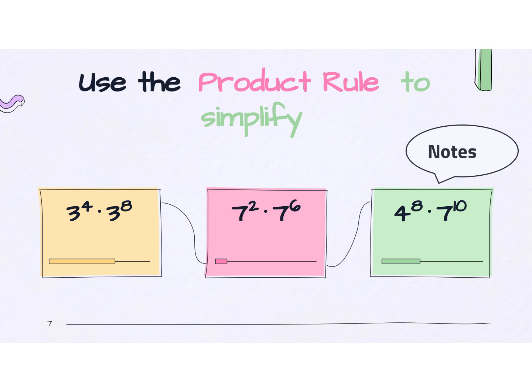So hopefully you're back. We have like bases, so we keep the base and we add the exponents. We have 4 plus 8, that is equal to 12. So our answer would be 3 to the power of 12. We have like bases, so we keep the base and we add our exponents, 7 to the power of 8. We do not have like bases here. We cannot combine anything. The answer to this problem is exactly what we started with. 4 to the power of 8, 7 to the power of 10.